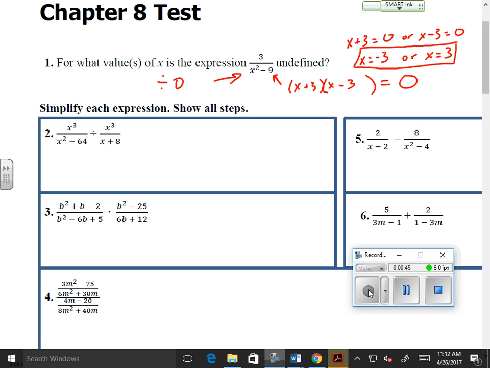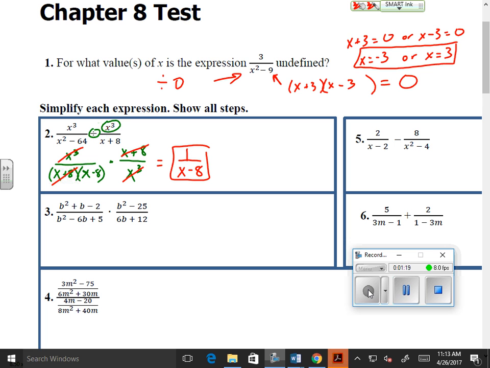Number 2, we're going to change that to multiplication and flip the second fraction. So we get x plus 8 and x minus 8. When you factor the denominator of the first one, the x cubed goes on bottom, the x plus 8 goes on top, the x plus 3's now cancel each other out, the x plus 8's cancel each other out, and you're left with 1 over x minus 8.